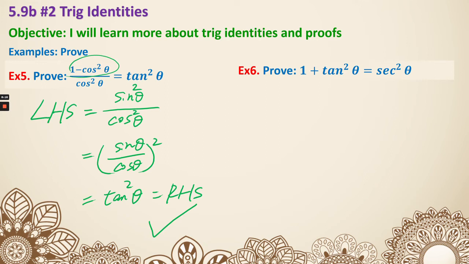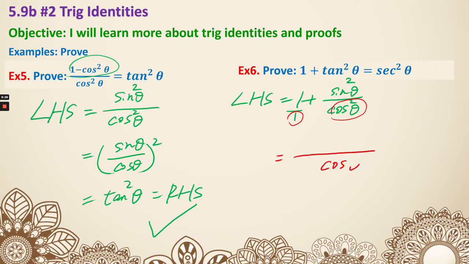Next, example 6. Start on the left-hand side because that's a bit more complicated. 1 plus, well, there's kind of nothing I can work with, so I'm just going to rewrite everything into sine and cosine. Tangent is sine squared over cosine squared. That 1 is basically 1 over 1. So that means my denominators are 1 and cosine theta squared. So I can choose to get a common denominator, which is cosine squared. In order for the 1 over 1 to be cosine squared on the bottom, I need to multiply the top and the bottom by a cosine theta squared.